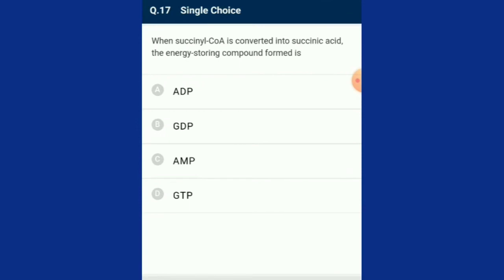Question number 17. When succinyl CoA is converted into succinic acid, the energy storing compound formed is GTP, guanosine triphosphate. The energy storing compound formed when succinyl CoA is converted into succinic acid is GTP.